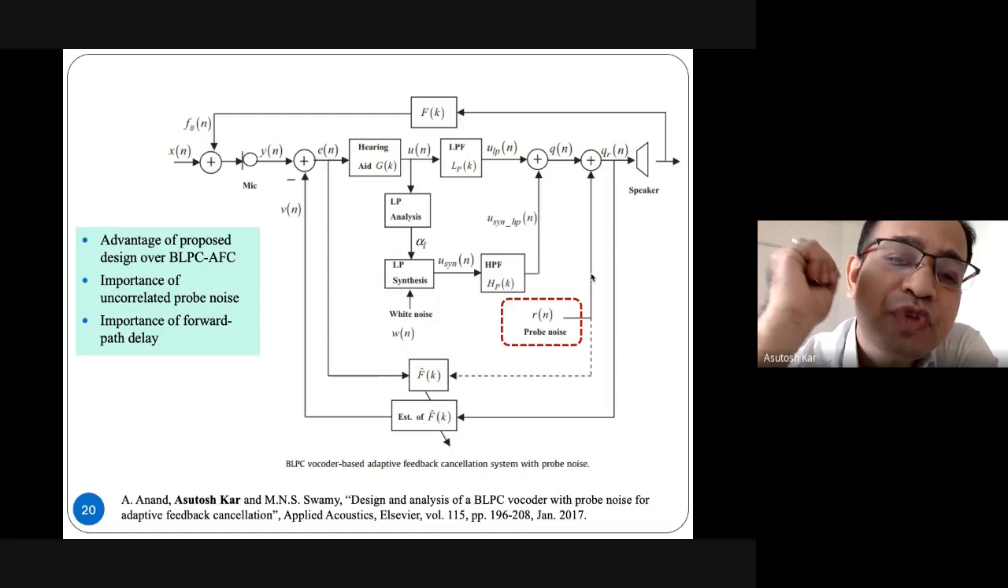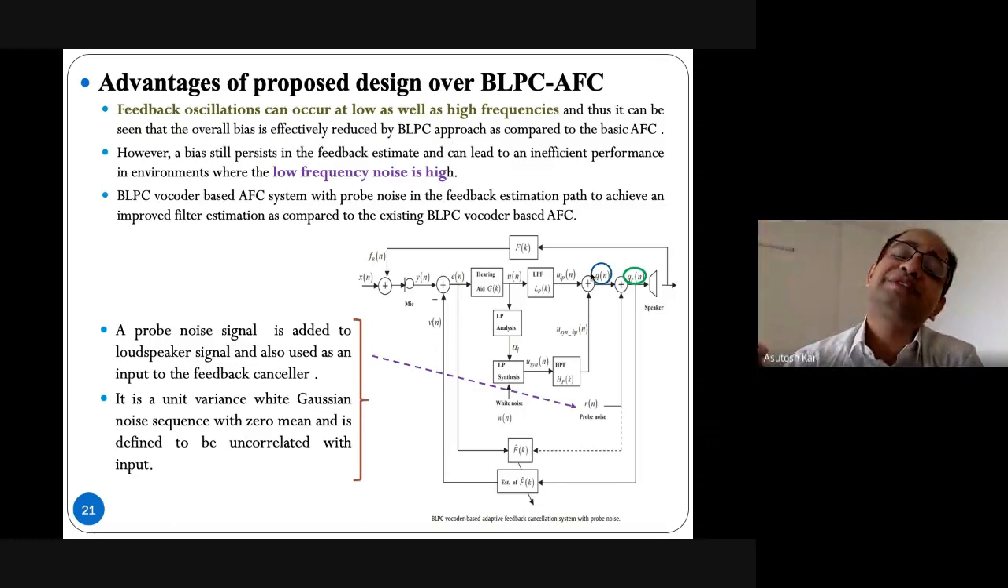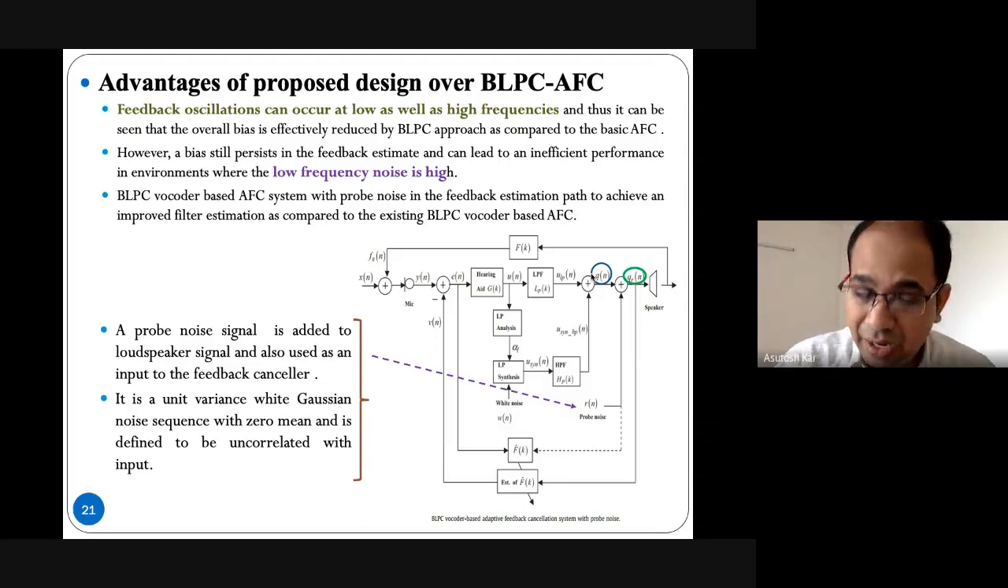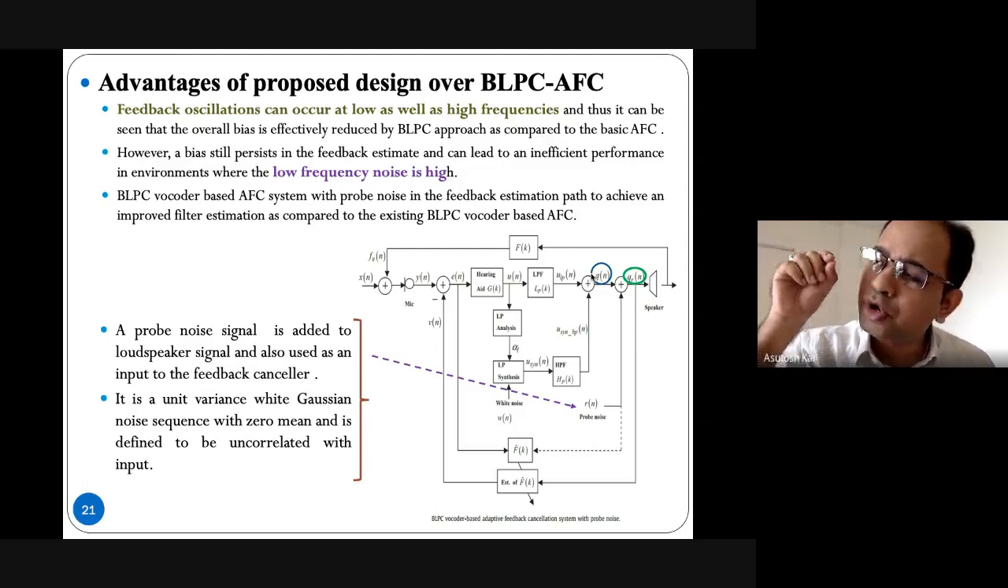When the probe signal gets added to the loudspeaker, we figured out, and it has been highlighted over here in this block diagram, that the low frequency bias also gets reduced along with the high frequency bias. Why does it get reduced? Because RN, the probe we added, is nothing but a zero mean white process, a white signal. Also, you cannot add white noise of any magnitude. You have to be very careful, because whatever you are adding, if it goes beyond a limit, it is directly produced by the speaker.